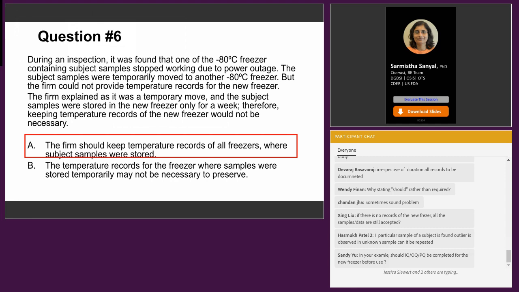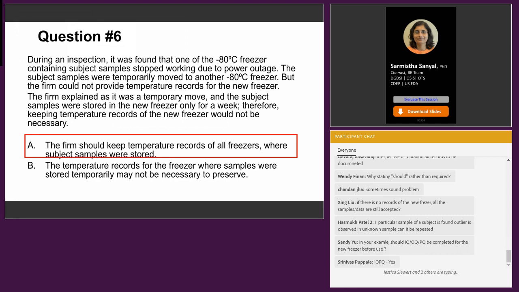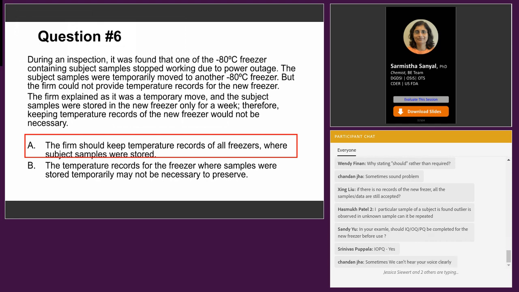One question I see here: if there is no records of the new freezer, are all the samples data still accepted? I would say it depends. Now, let's say you don't have the records of the new freezer and you ran some analysis with that set of subject samples, moved it back to your old freezer, then we may ask for a test, where you may need to show that the subject samples didn't go bad, or it was still there. So you may have to show some proof about that.